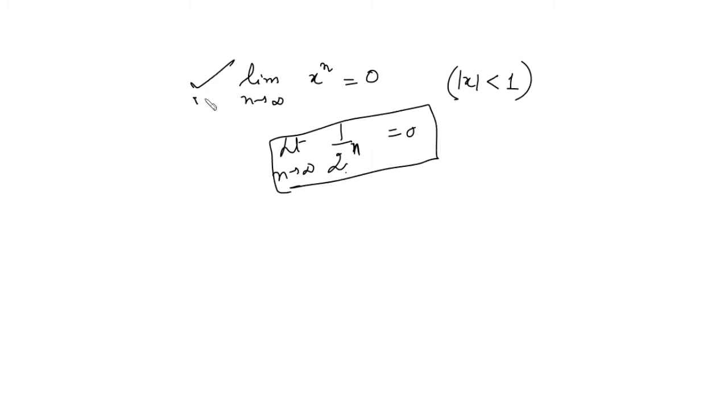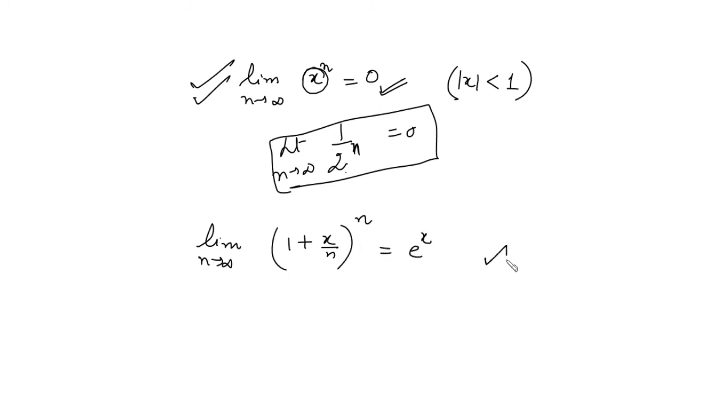So we can easily remember this thing, that the limit of x to the power n, where n is approaching infinity and mod x is strictly less than 1, is 0. Similarly, you can find the limit of 1 plus x by n to the power n, and this comes out to be e to the power x for any x.